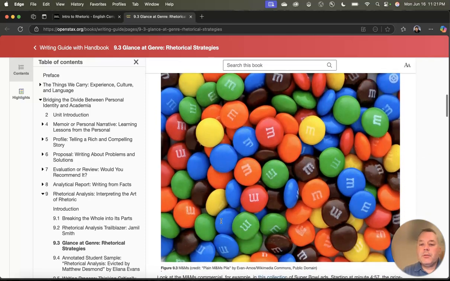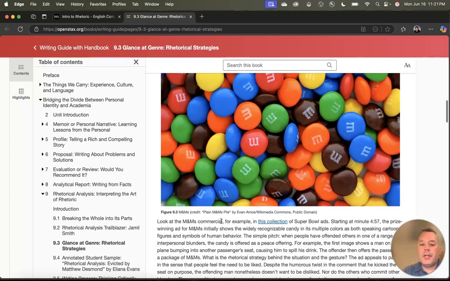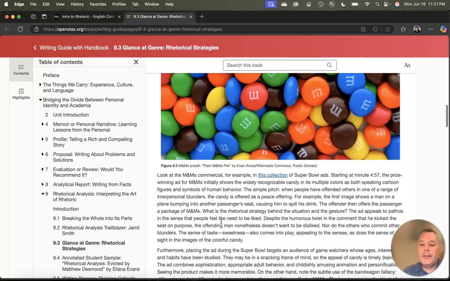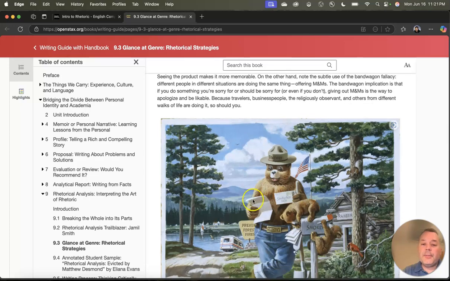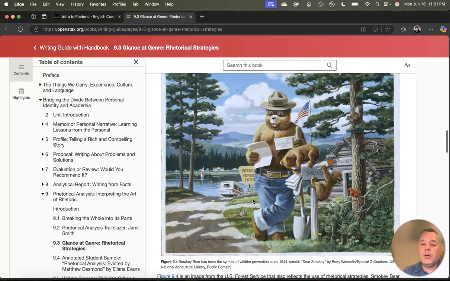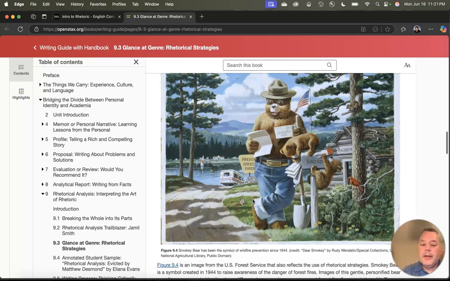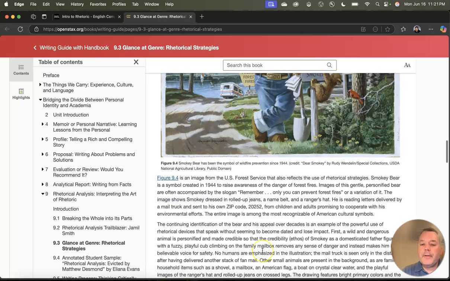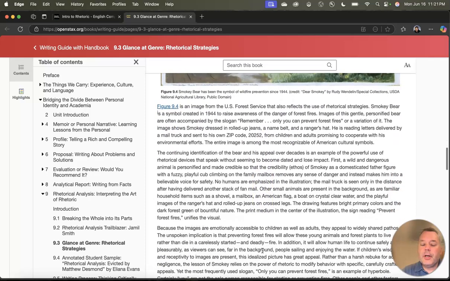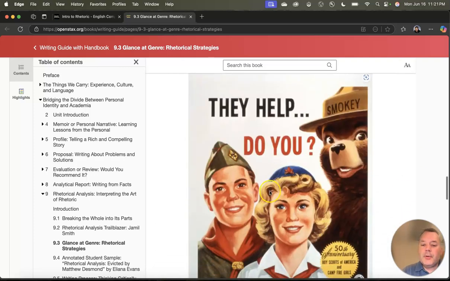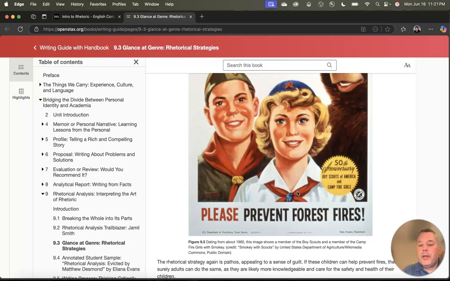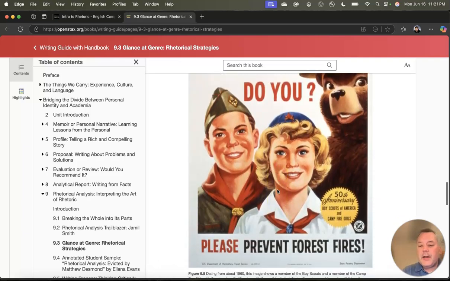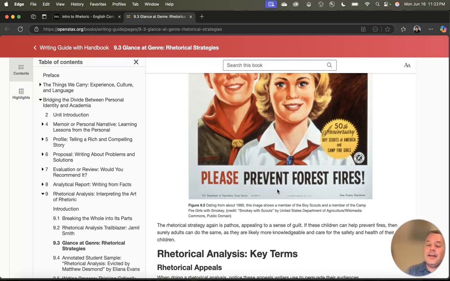This is looking at digital media here, just photos, and how you can analyze something as simple as a picture of M&Ms or a very old print ad from the government about Smokey the Bear and being safe as far as avoiding fires in forests. And then some other old ads here, but the point is, even something as simple as this ad from Smokey the Bear from 1960 can be analyzed from a rhetorical standpoint.